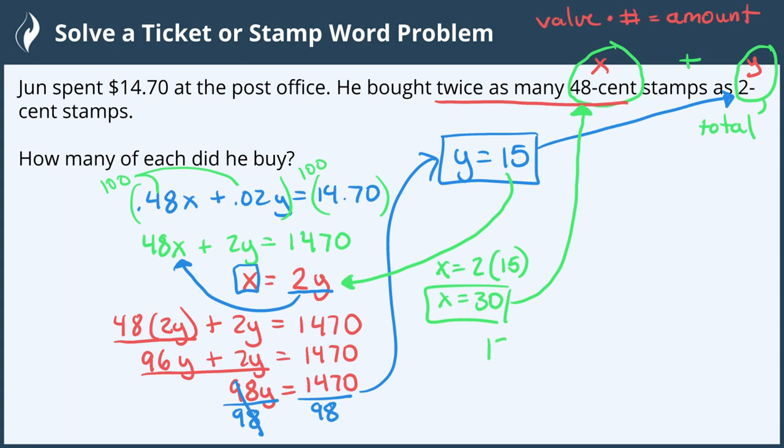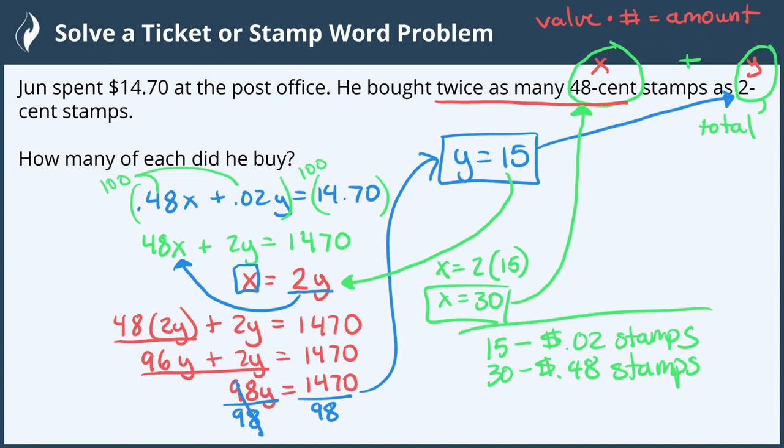So we have 15 2-cent stamps and 30 48-cent stamps. And now we're all done.